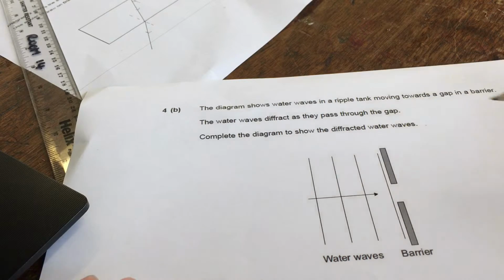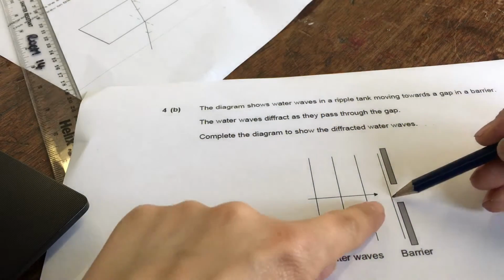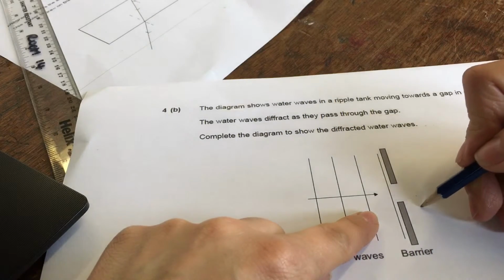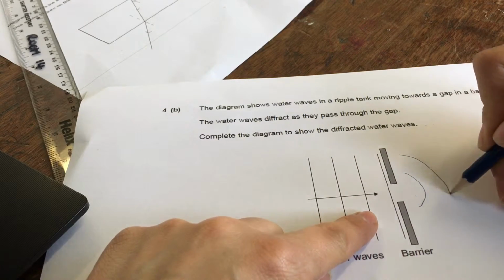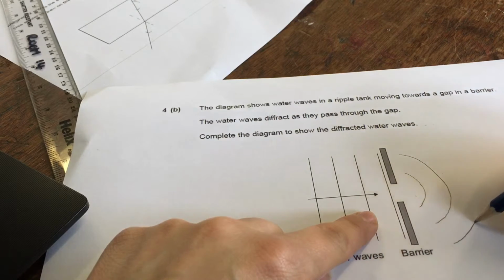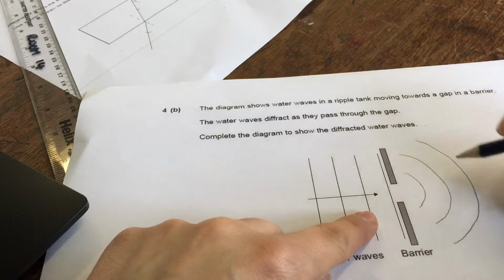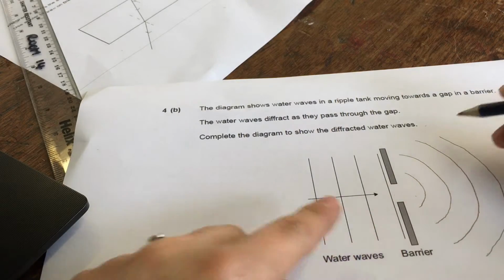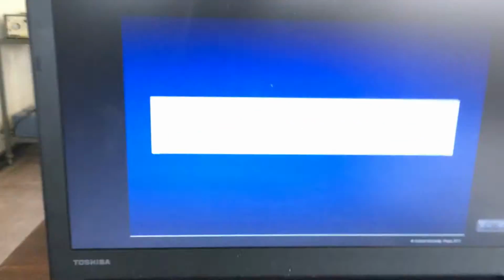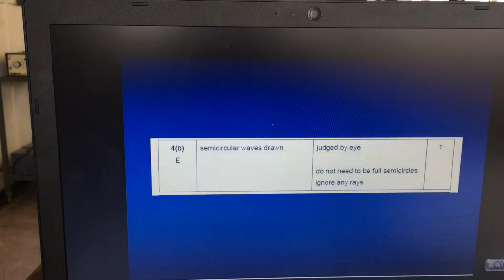Complete the ray diagram. Okay, so I'm going to try and keep them the same distance apart, but it would be like this. So semicircular waves drawn. They don't need to be fully semicircular. See here, semicircular waves drawn, judged by eye, do not need to be full semicircular, ignore any rays.